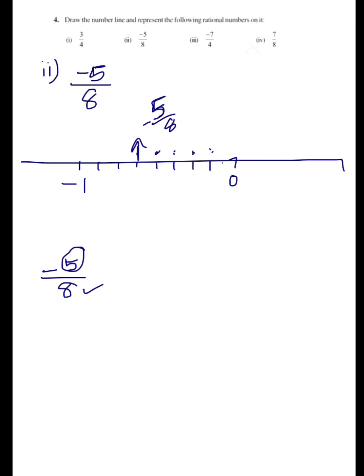Now the third one is minus 7 by 4. Third one is minus 7 by 4. But here you can see that the numerator is greater than the denominator. In such cases, you have to perform the division, that is 7 divided by 4. What is 7 divided by 4? You will get 1, and you will get the remainder as 3.